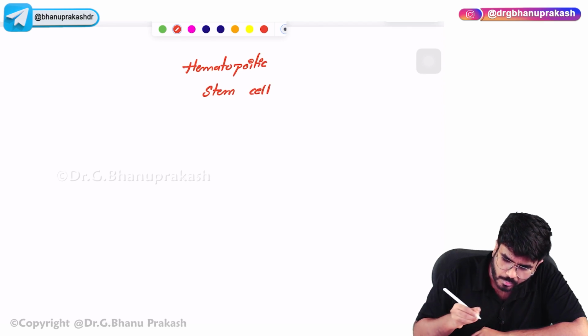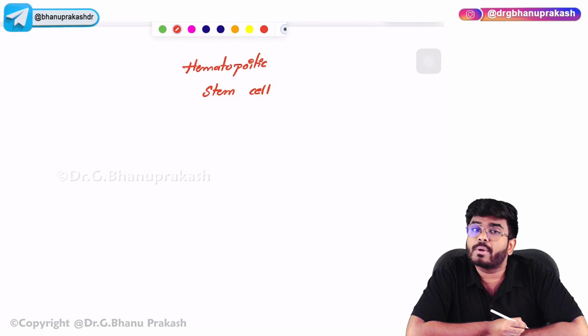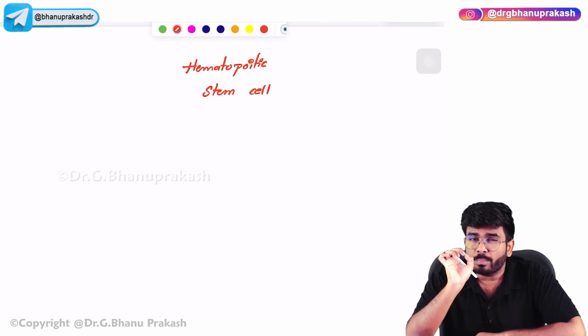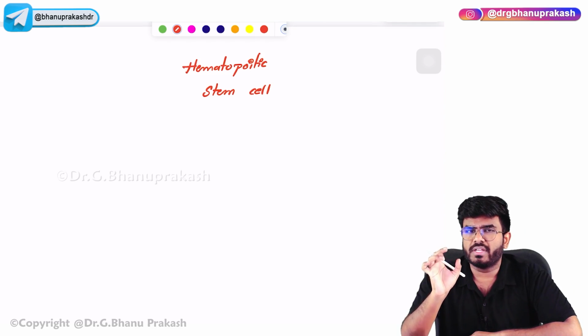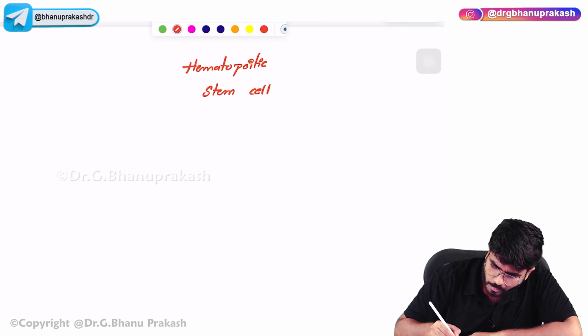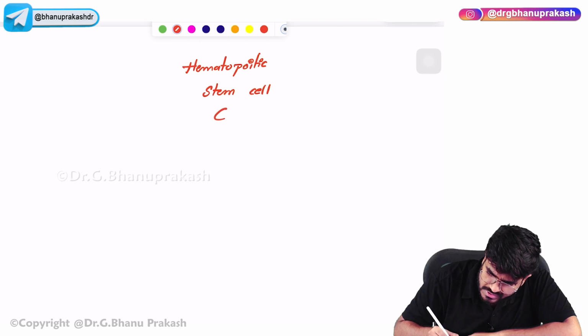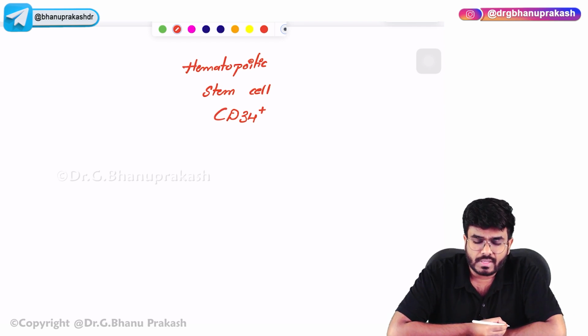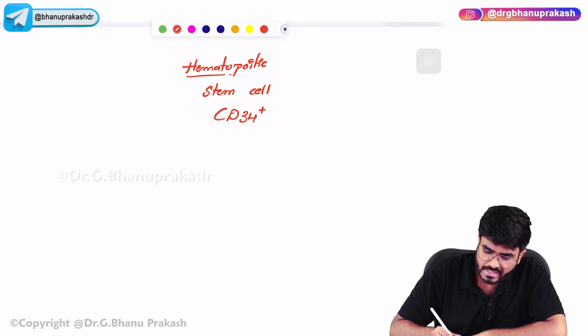Okay, this is our hematopoietic stem cell. So how to recognize hematopoietic stem cells? In bone marrow there are many cells, so how to pinpoint them? On these hematopoietic stem cells, there is a marker which is called CD34. So hematopoietic stem cells are CD34 positive. Now we know it's a stem cell.